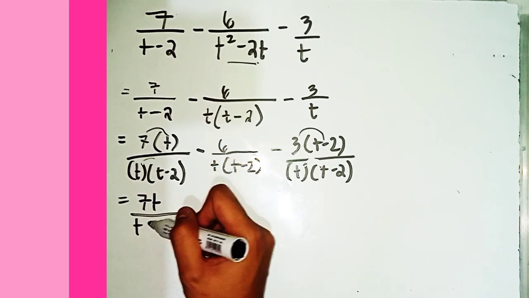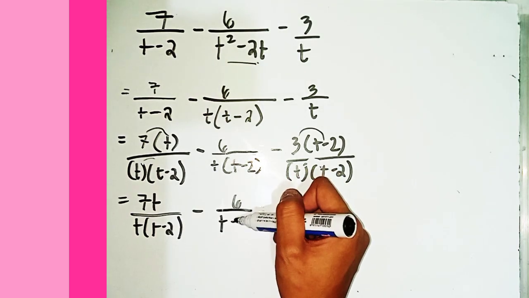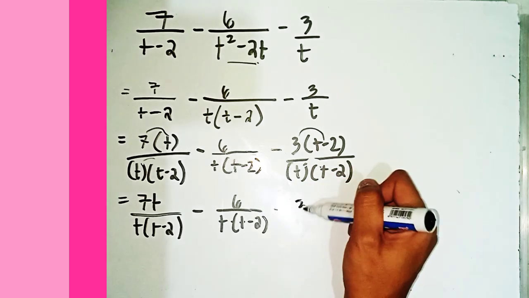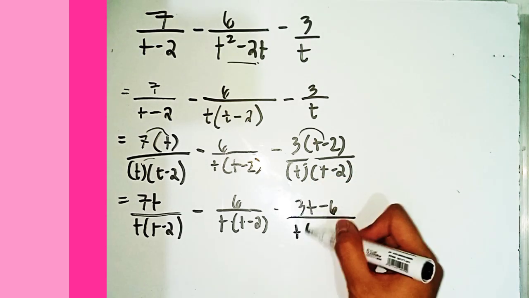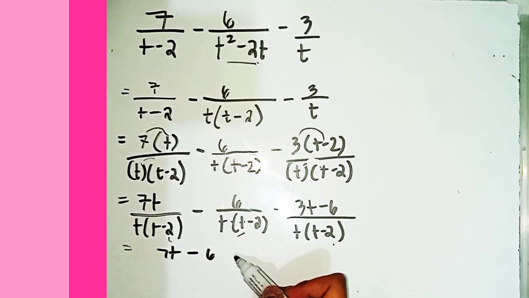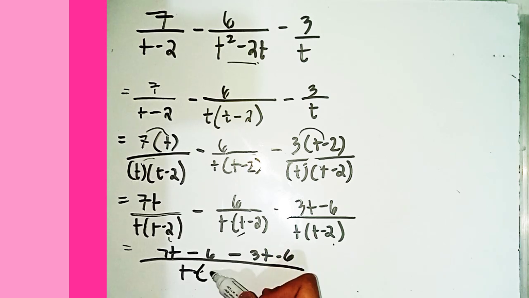So 7t all over t minus 2, minus 6 all over t minus 2, and 3t minus 6 all over t minus 2. Since they do have the same denominator, we can now combine the numerators. Okay, 7t minus 6 minus 3t minus 6 all over t minus 2. So, just combine the like terms.